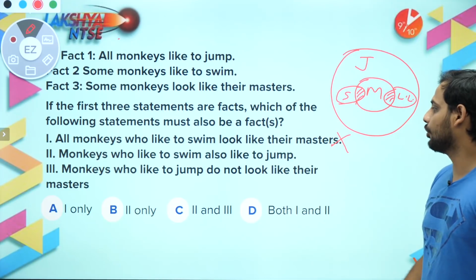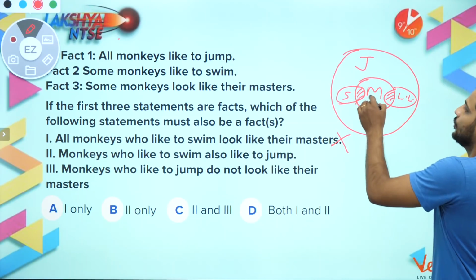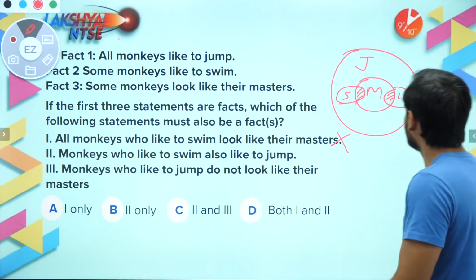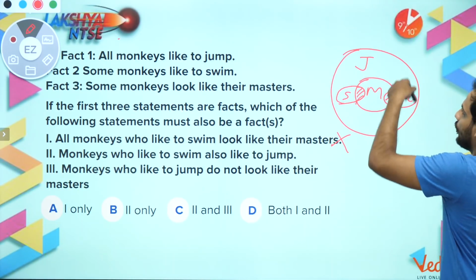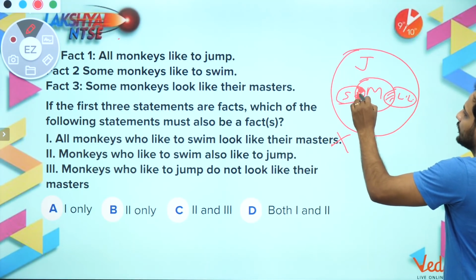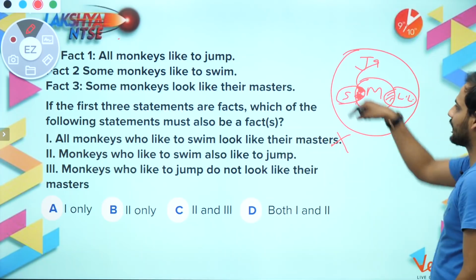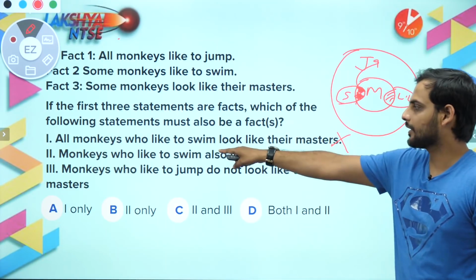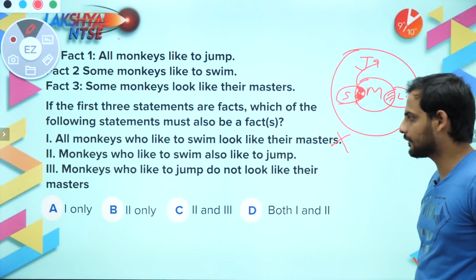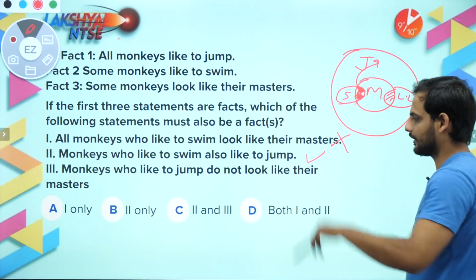Monkeys who like to swim also like to jump. Yes. Why? Because I know all monkeys like to jump, and these monkeys who like to swim also like to jump because they are coming inside the jump area. So those monkeys who like to swim also like to jump because all monkeys like to jump. So yes, this can be said correctly.